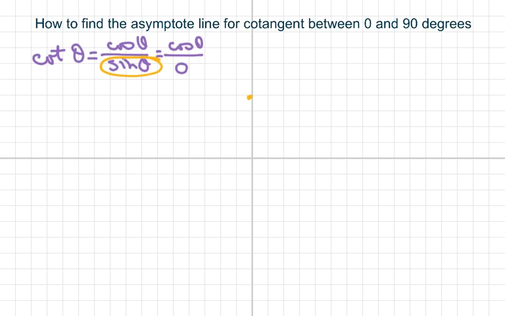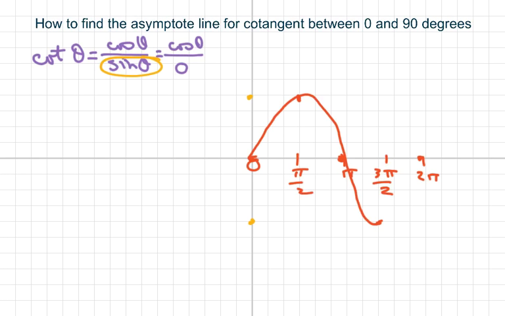So I'm going to go to 1, negative 1, and we'll go from 0 to say 2 pi. This would be pi over 2, and I'm just sketching this. It's not going to be perfect. I'm just going to graph cosine here, and sine. You don't have to graph these to know your asymptote lines.